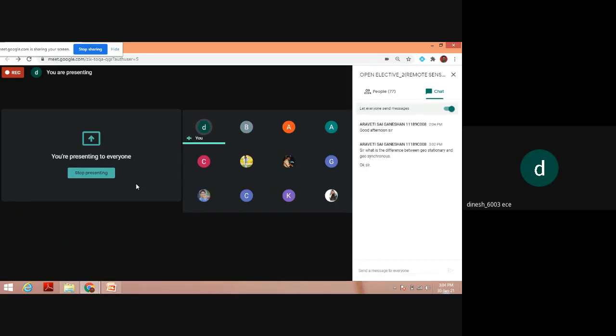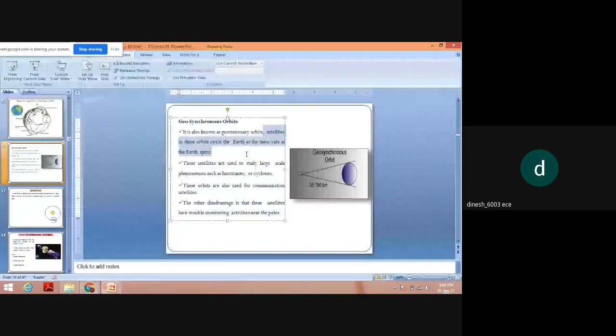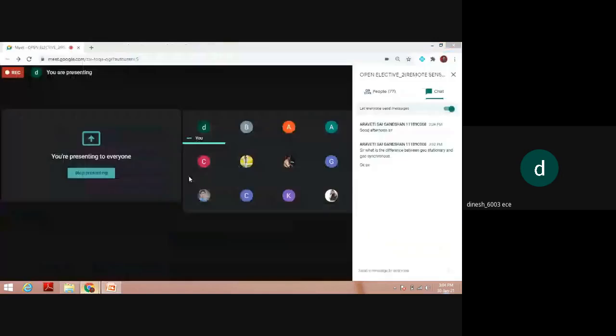Since we are measuring only the Earth's atmosphere or Earth's information for remote sensing, if it is only Earth, geostationary and geosynchronous are same. The satellite which is revolving around that particular orbit in space, if that rotates with the same rate as that of Earth, we call it as geosynchronous or geostationary. Both are same. Okay, understood?